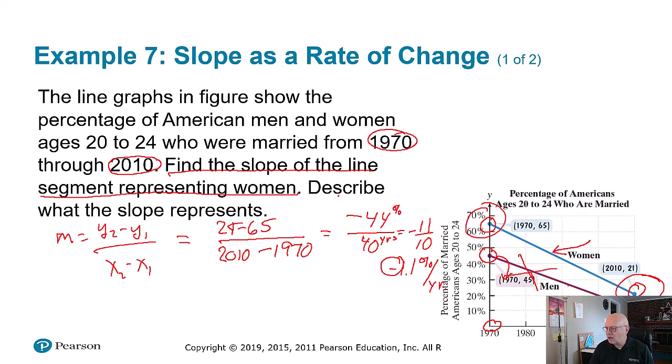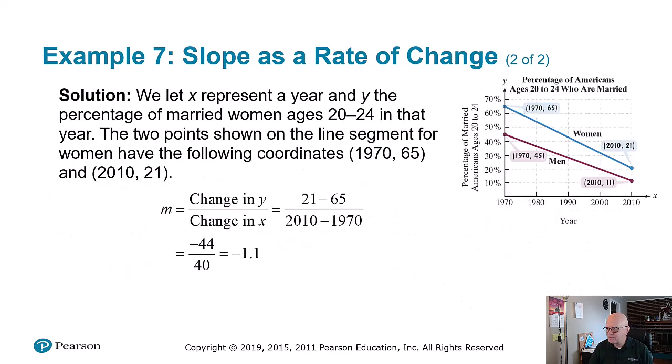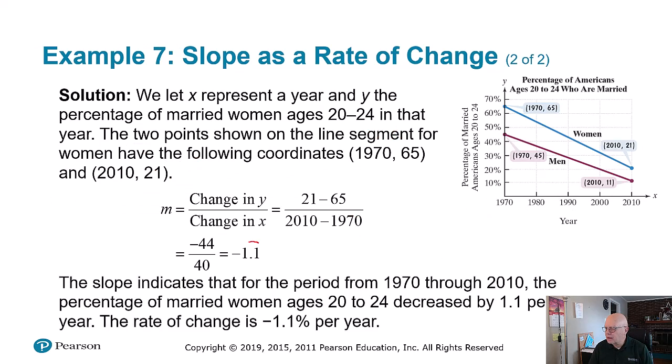Where it'll go, who knows? Certainly can't go below 0. So there's our answer. And that's how you could describe it. The rate of change is negative 1.1% per year.